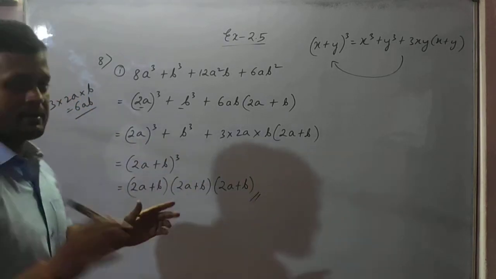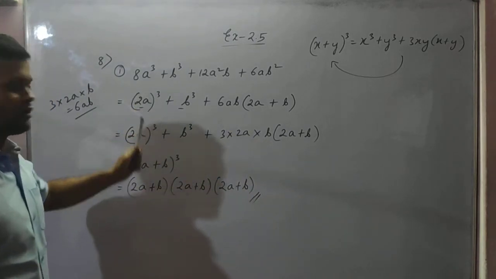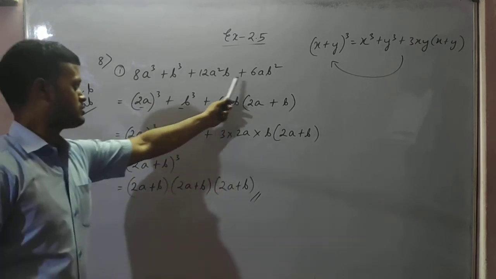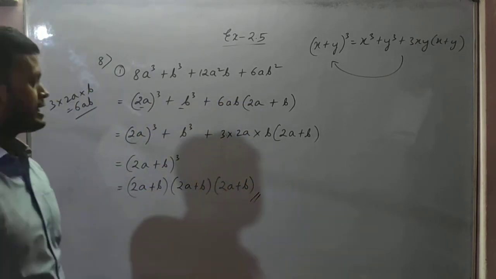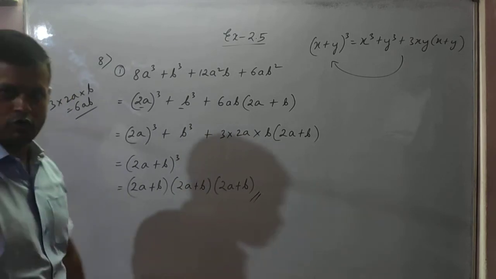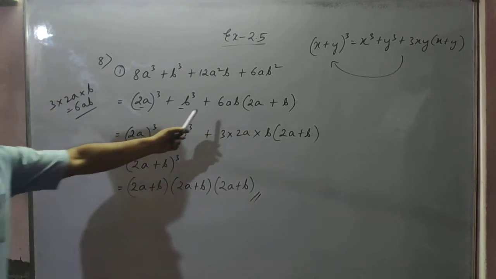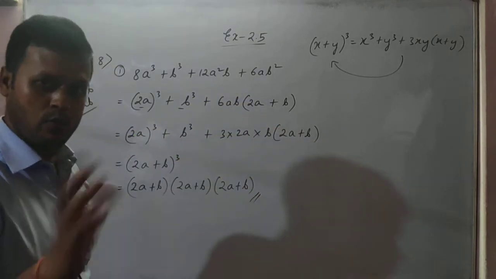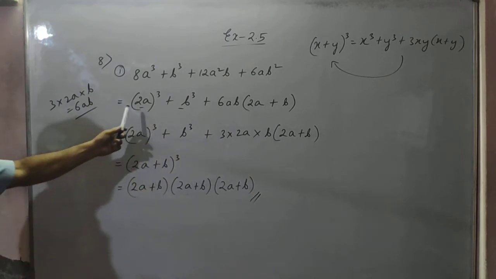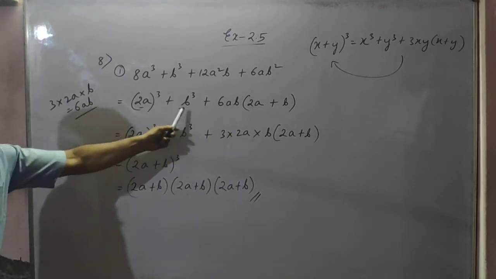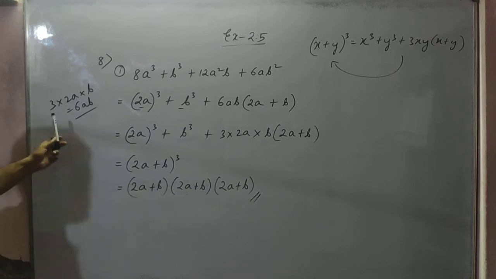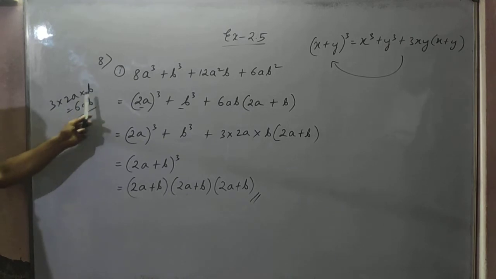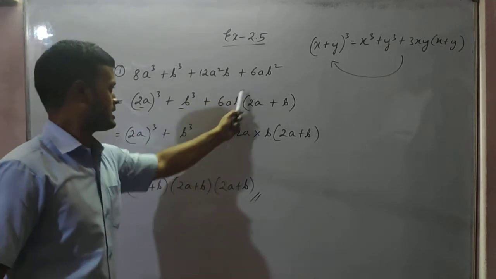If you want to know what has to be taken common, first I wrote 2a whole cube for 8a cube, then I wrote b cube. Then from these two terms, I have to take something common. So what can I take common now? I can take 6ab common. How did I find 6ab? The HCF of these two terms is 6ab, the highest common factor. One more way is there. You can multiply these two terms by 3: 3 into 2a into b. So 3 into 2a into b will become how much? 6ab. So from these two terms I took 6ab common.